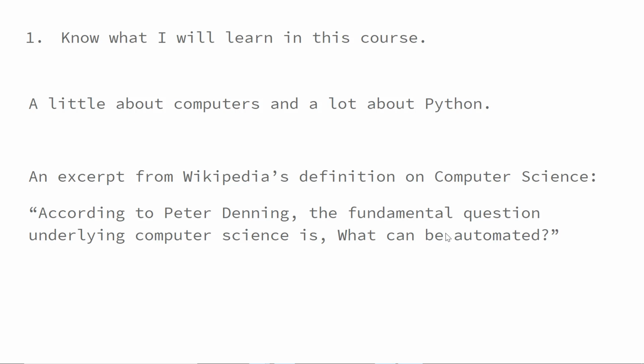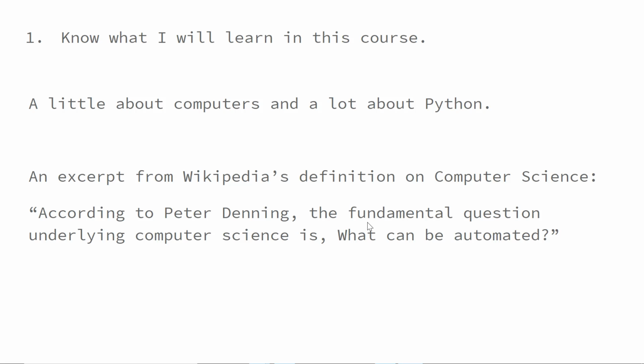So what are we going to learn in this course? Well, we're going to learn a little bit about computers and a lot about Python. I took an excerpt from Wikipedia's definition on computer science that I think summed it up pretty well. The fundamental question underlying computer science is, what can be automated? And what's so great about computers is that they automate stuff for us. They take really repetitive tasks and can do them over and over and over again. And as you've probably heard all the buzzwords, we might, if we have time in the course, play around with a little bit of artificial intelligence, but artificial intelligence is even a budding thing. So coming up, maybe computers will be able to start making some decisions on their own.